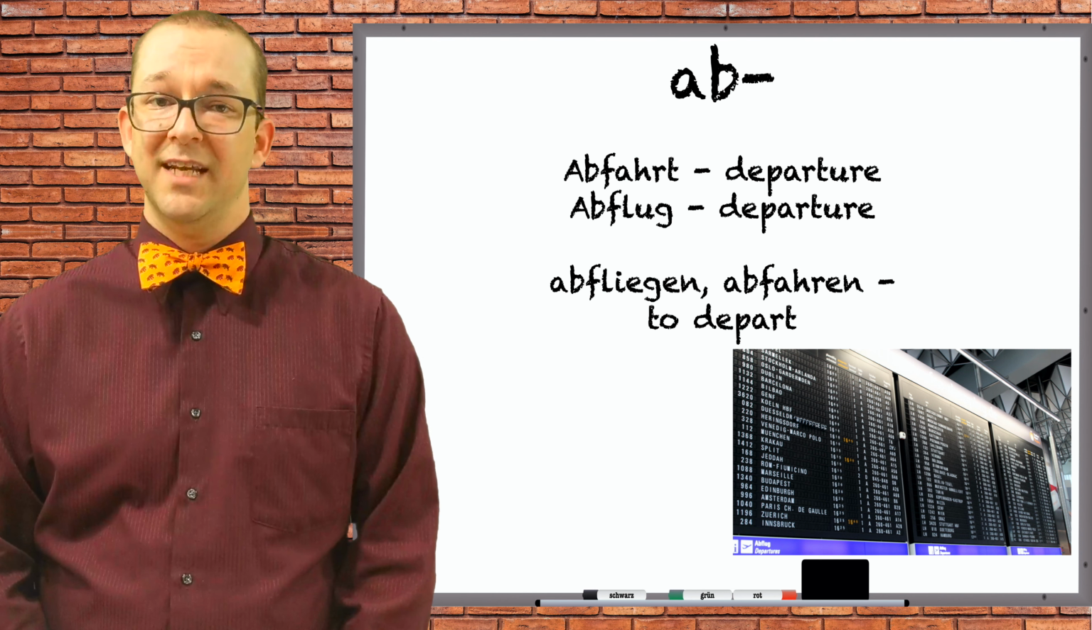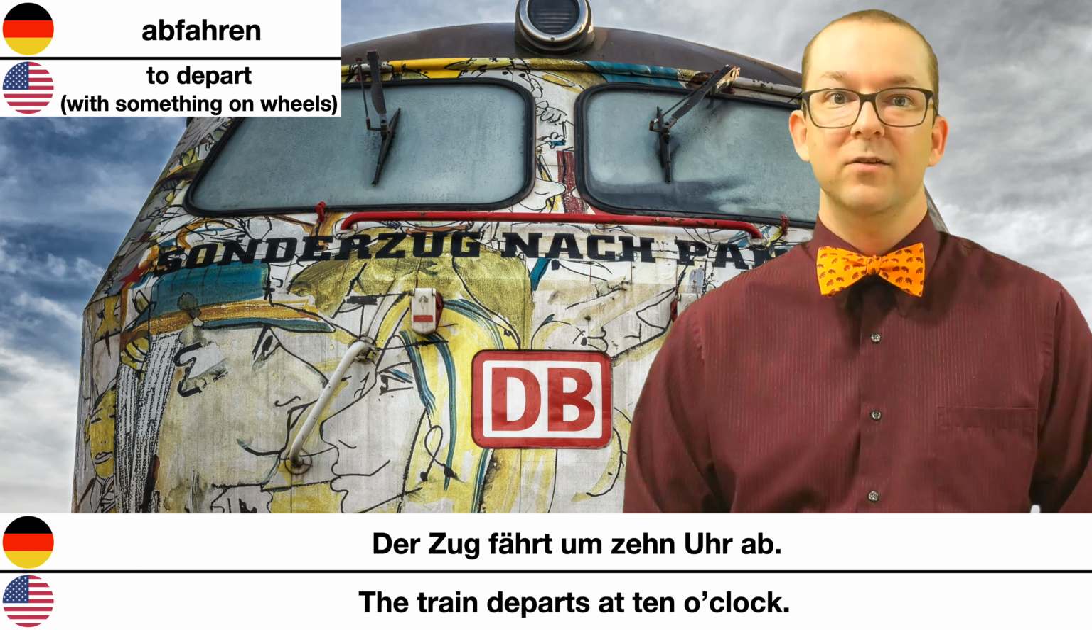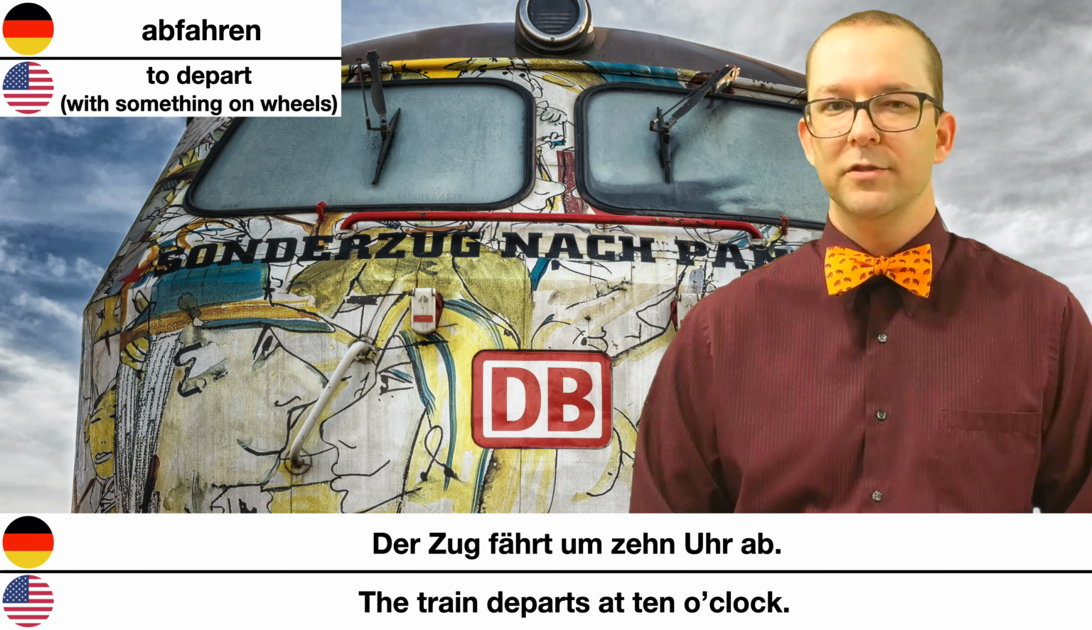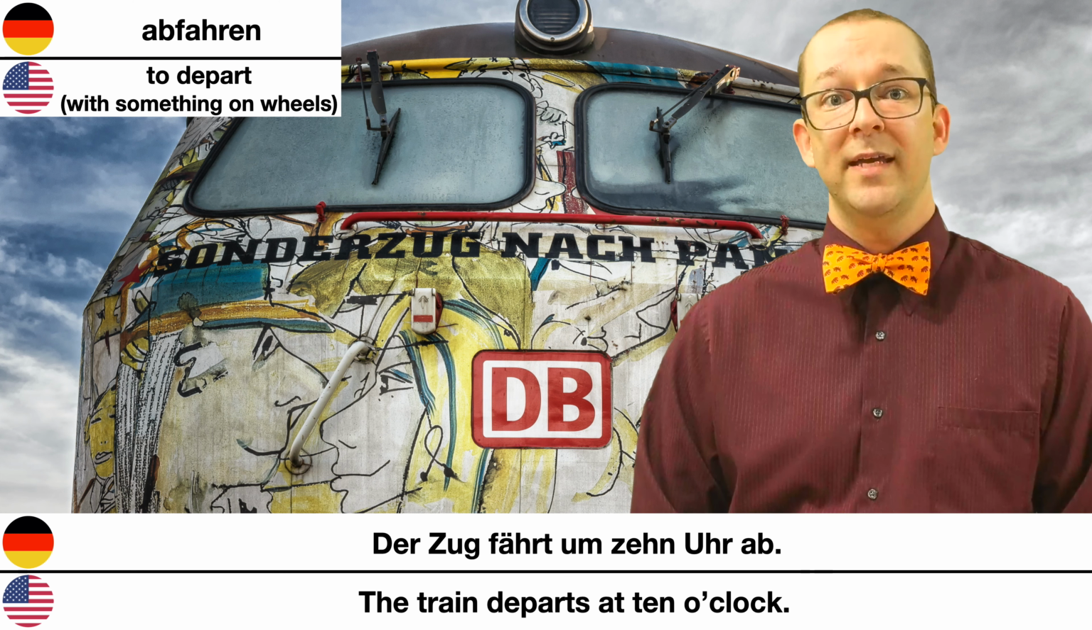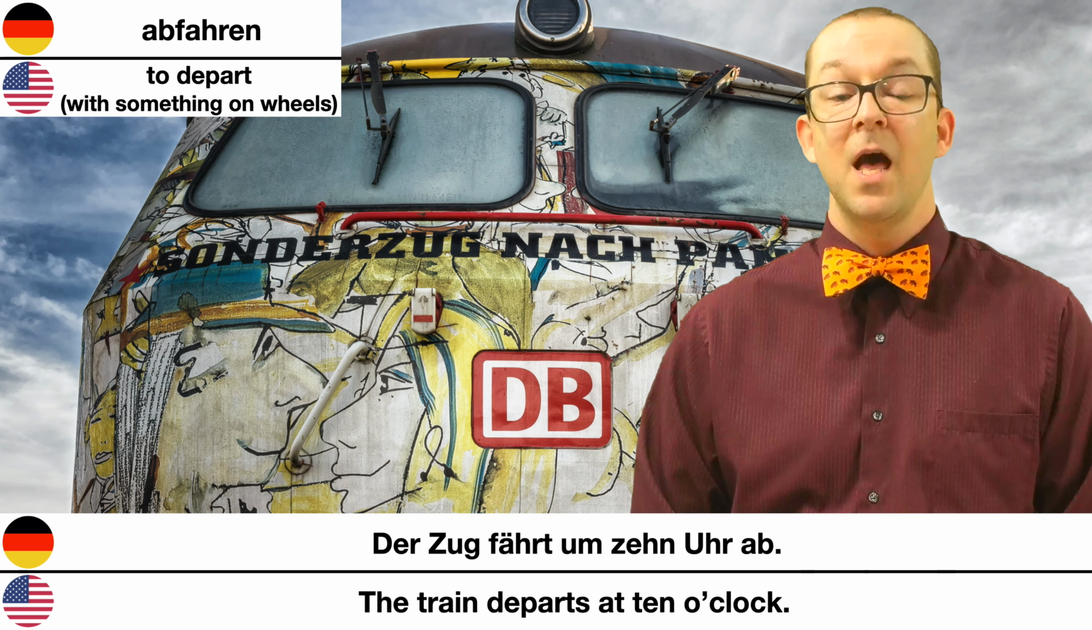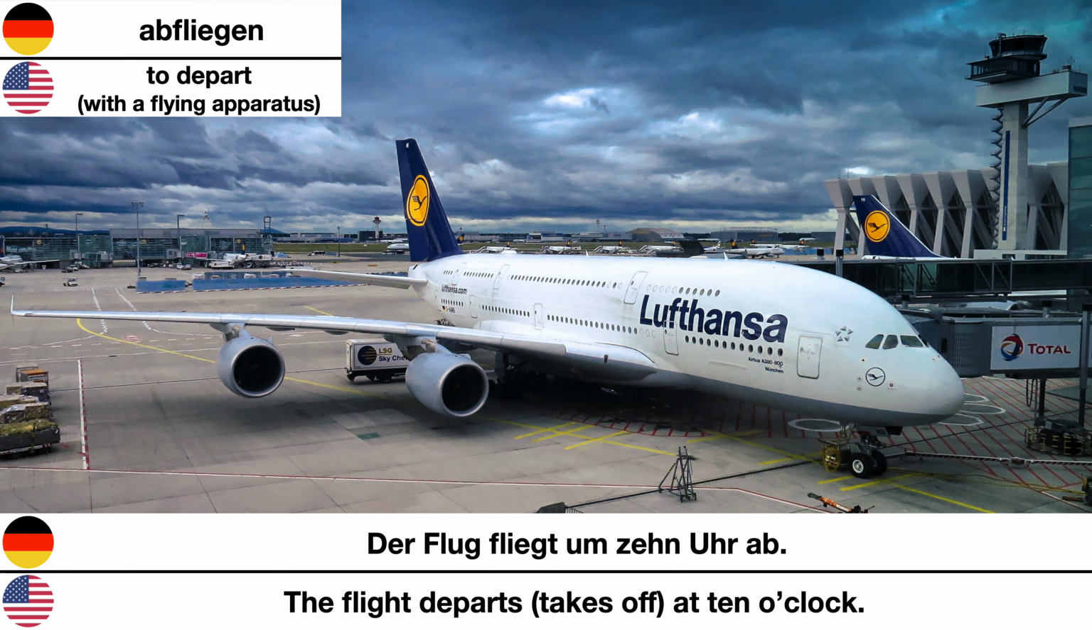Here are those two verbs in action. Abfahren, to depart, with something on wheels. Der Zug fährt 10 Uhr ab. The train departs at 10 o'clock. Abfliegen, to depart, with a flying apparatus. Der Flug fliegt 10 Uhr ab. The flight departs or takes off at 10 o'clock.